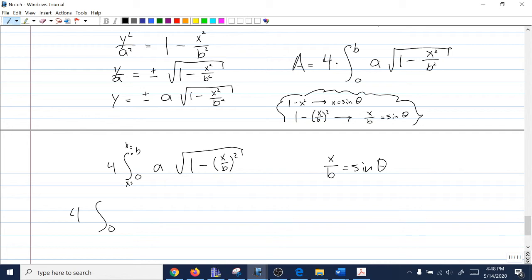What happens when x is b? When x is b, I get sine theta is b over b, which is 1, so I want a place where sine theta equals 1. That's at pi over 2. So we'll go from 0 to pi over 2. The a can come out.